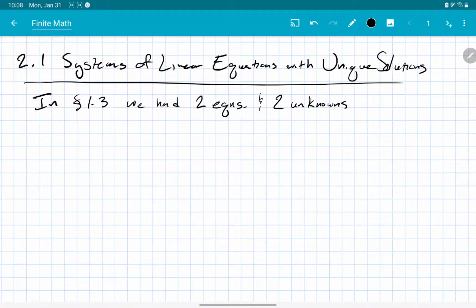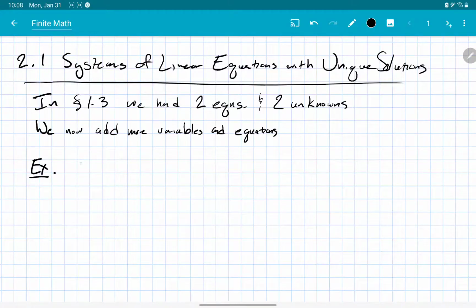And now we're going to add more variables and equations. Now, this is going to necessitate us working smarter because things get more complicated once you add more variables. So here's an example to get us started of the type of thing I'm talking about.